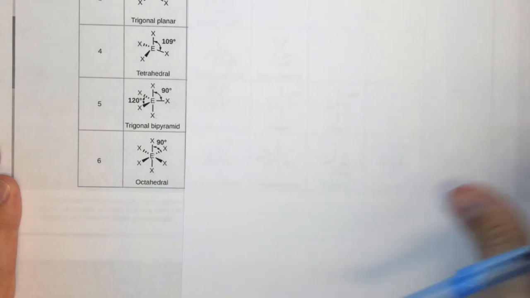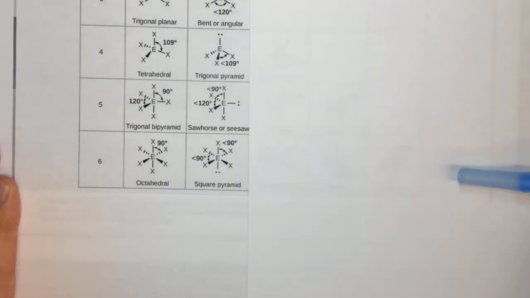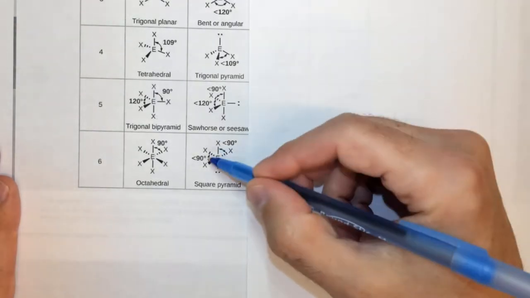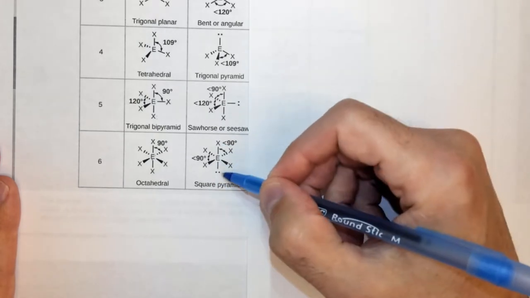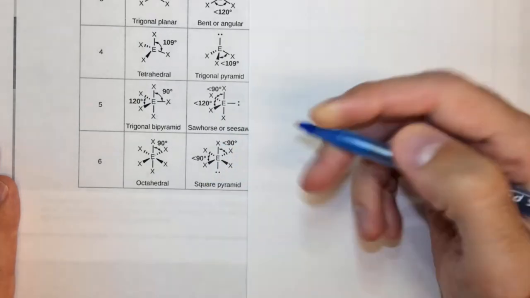What if one of them is a lone pair? Well, in this case, it doesn't really matter where you put one lone pair because they're all 90 degrees from each other. And we call this a square pyramid or square pyramidal.